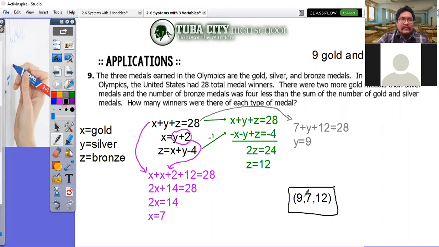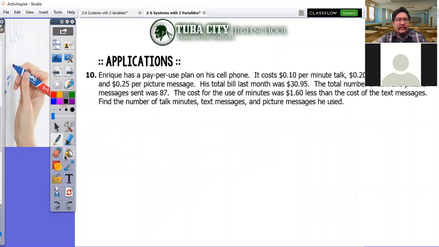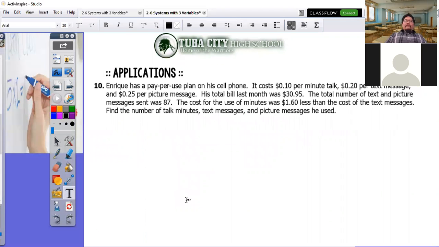Okay, last one. So again, sometimes it's just a really simple thing that kind of throws everything off. All right. Enrique has a pay-per-use plan on his cell phone.